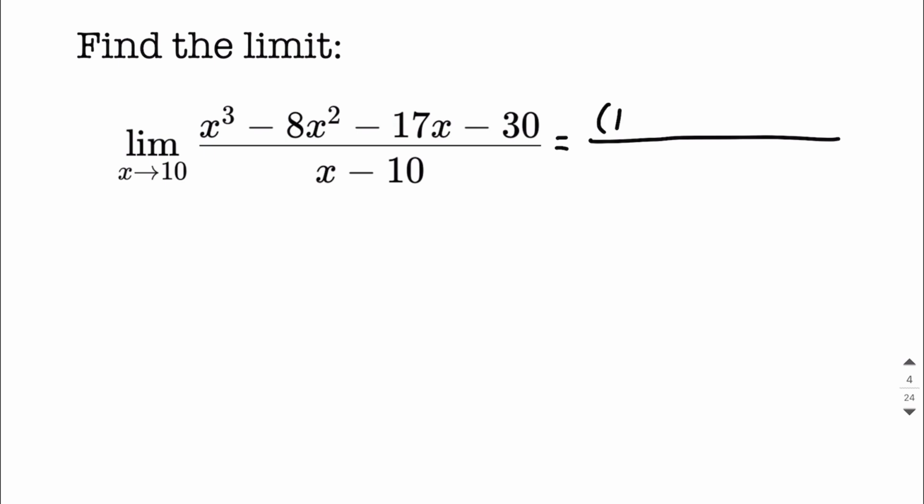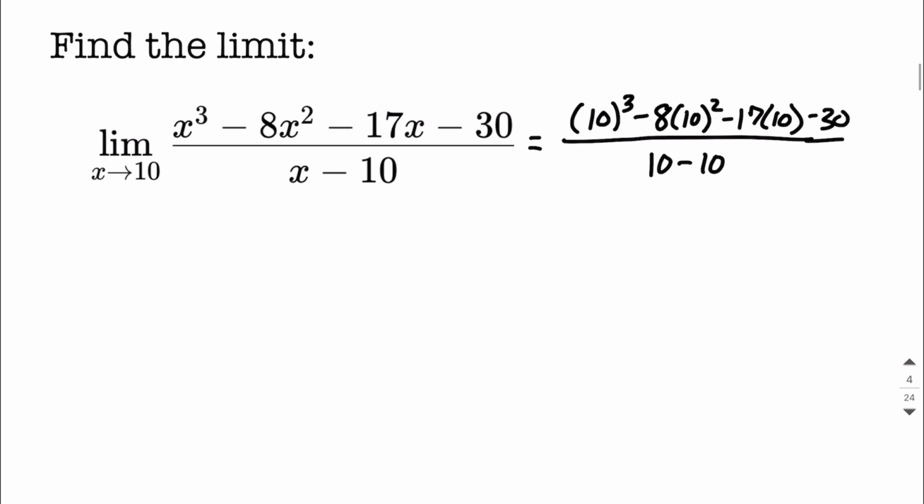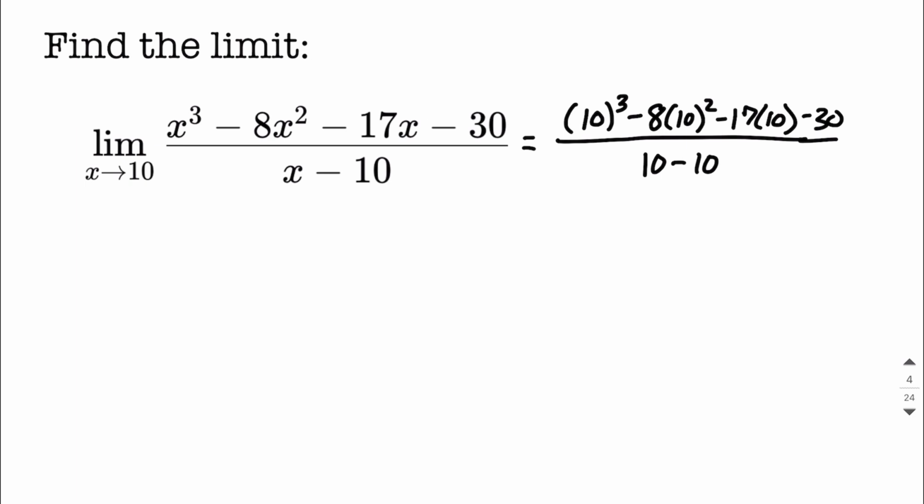So in our case, that's going to look like 10 to the third power minus 8 times 10 squared minus 17 times 10 minus 30. And for our denominator, 10 minus 10. And then we'll go ahead and evaluate this, figure out what this equals. Well, the denominator, that one's pretty easy. It's going to equal 0.